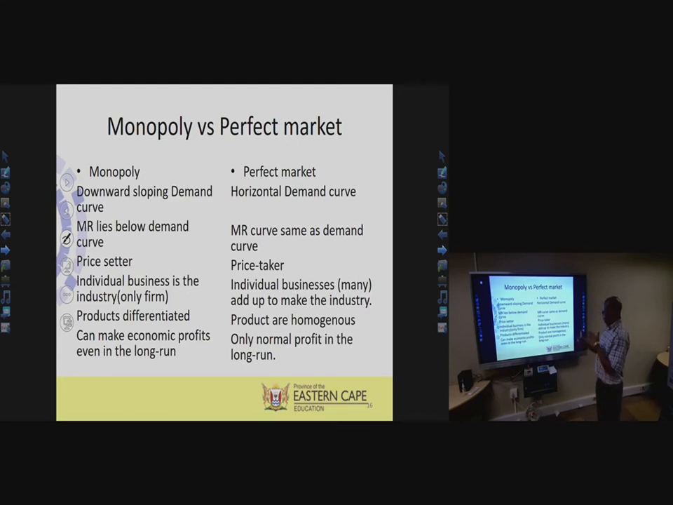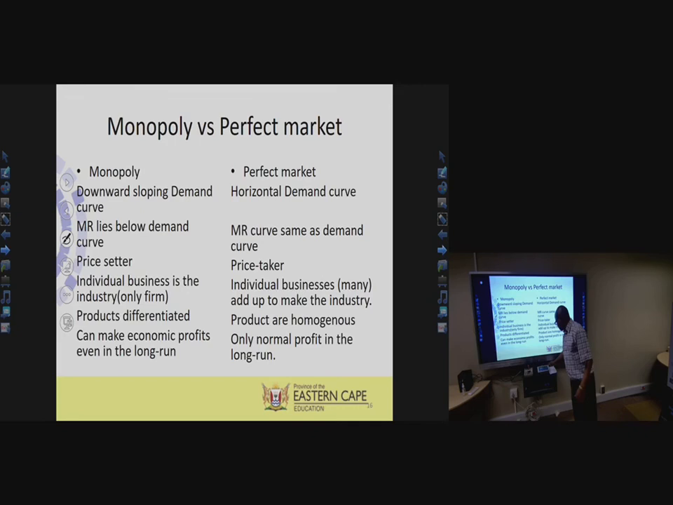But with the perfect market, you notice that there are many sellers, many firms. Individual businesses are many, a lot of them. But with monopoly there is basically only one seller. Products are differentiated on the other side, but on this side, with the perfect market, the product is homogeneous. It looks the same.